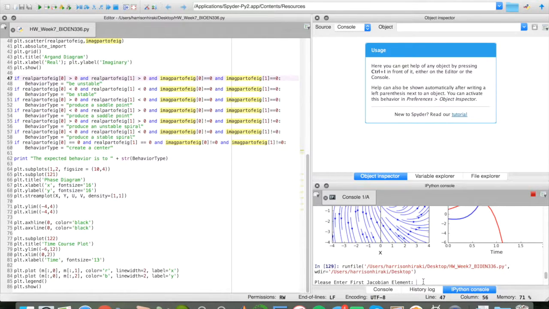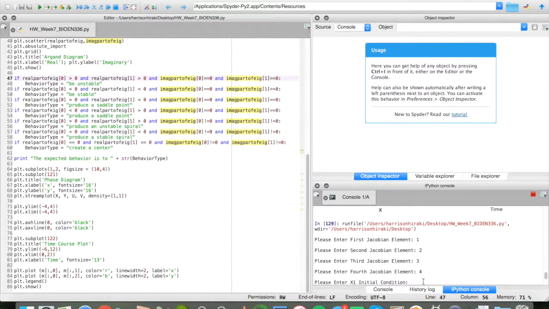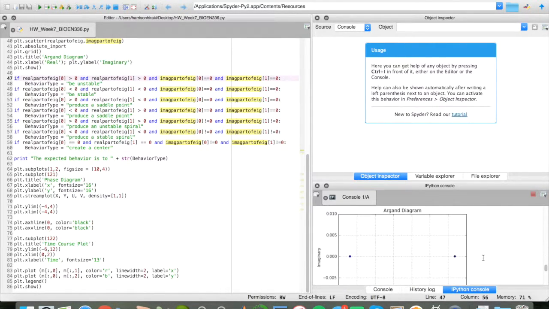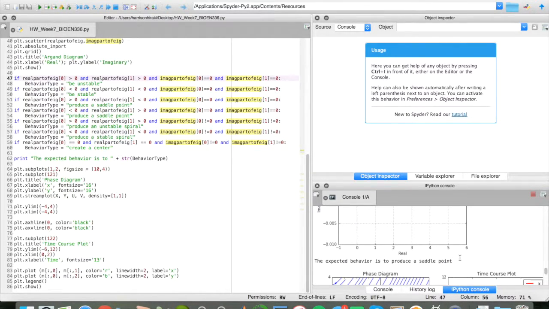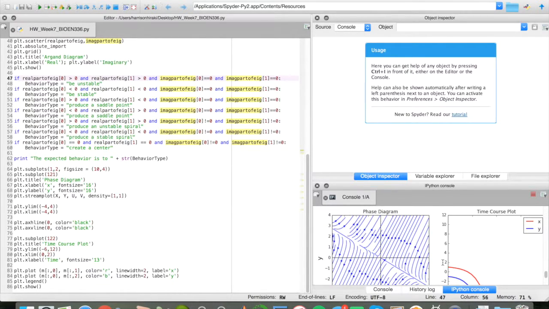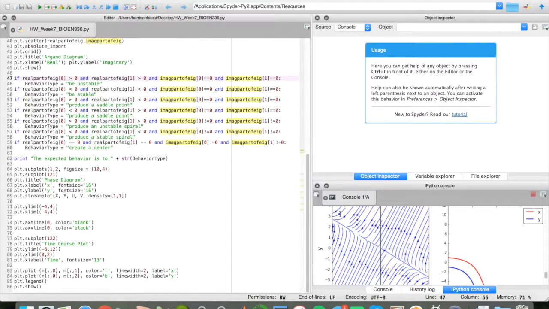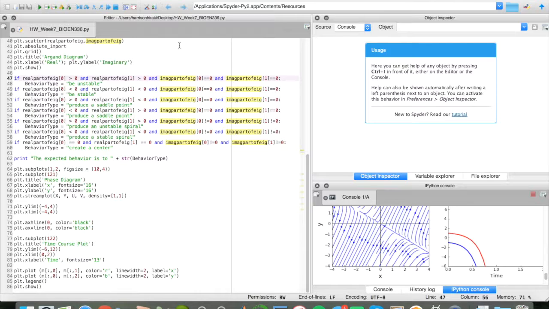Finally, one last behavior that a system can show is called a saddle point. From the Argand diagram, we see that neither eigenvalue has an imaginary component. However, the phase diagram shows what's called a saddle point. This means that at single x values, the system will converge, but at any other x values, represented here and here, the system will diverge. And this all depends on the initial condition.